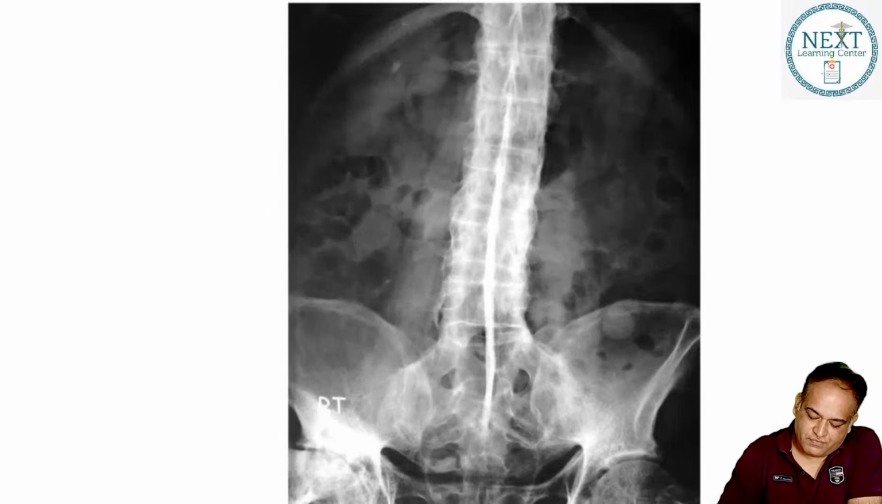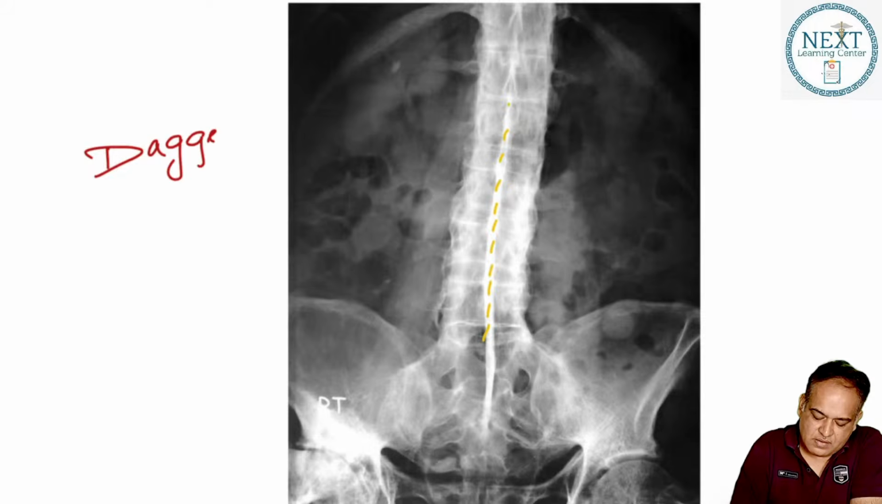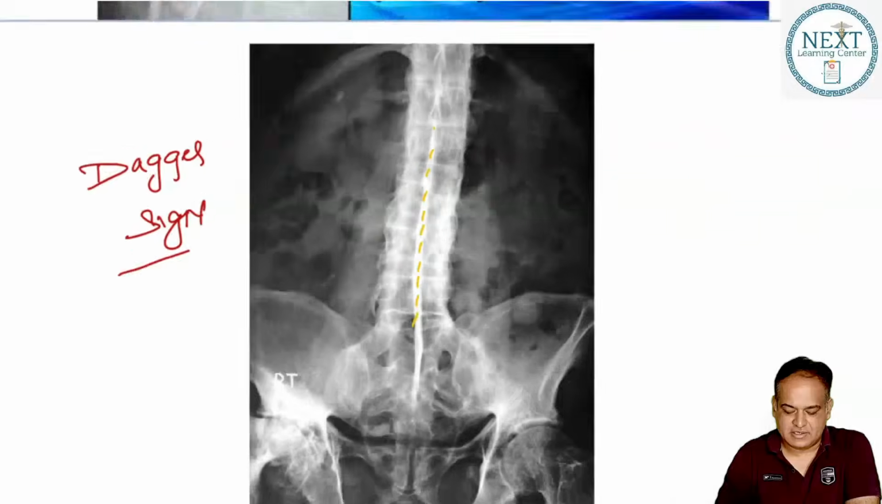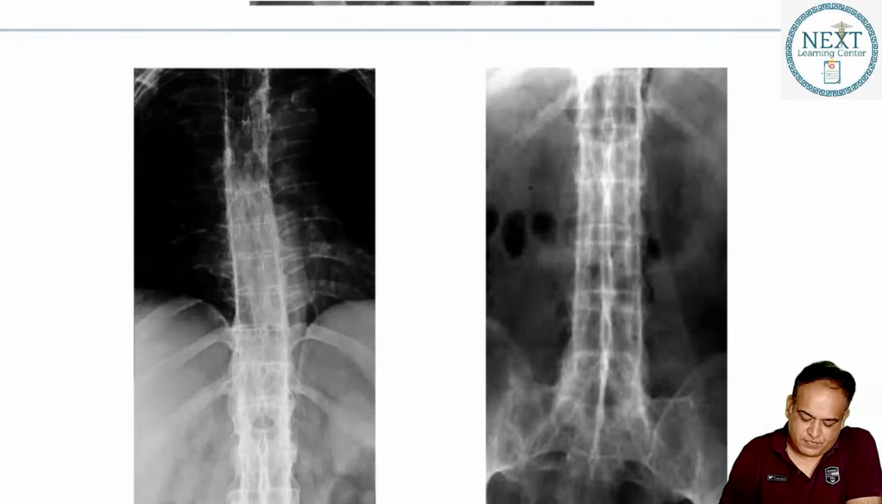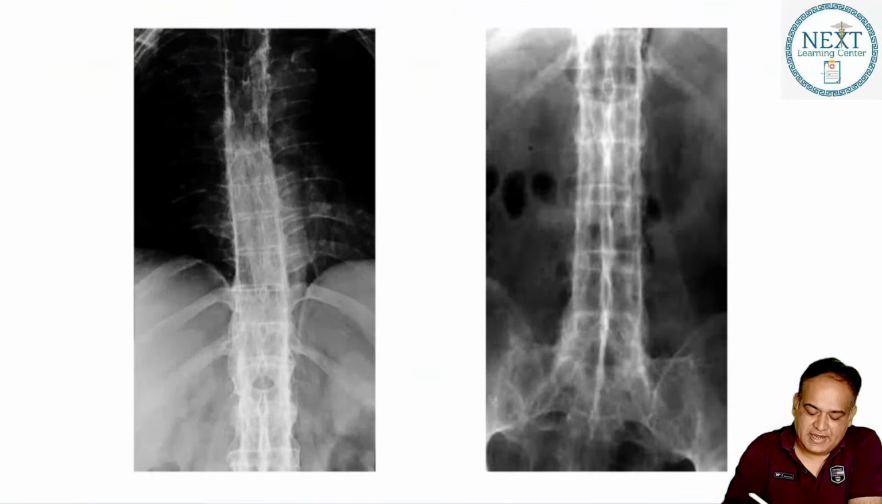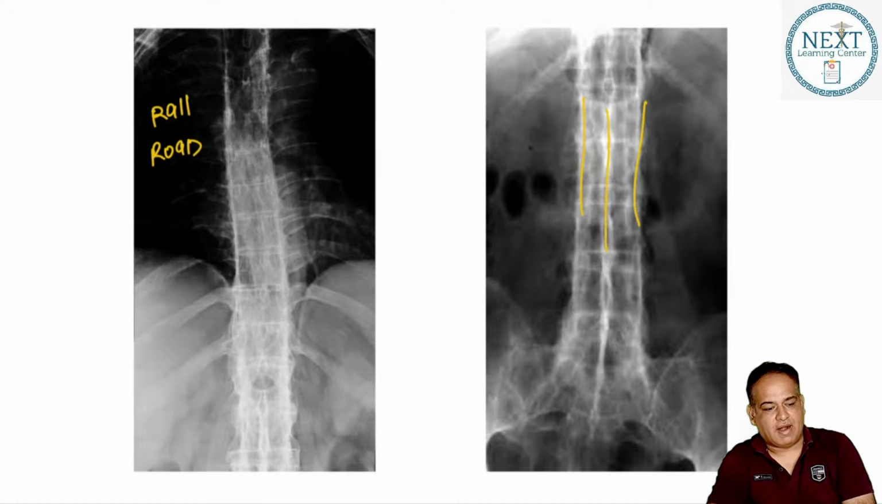Now, if you see a white line in the middle, what does that make? That makes it dagger sign. Right. If you see white line on the side, that makes it railroad sign. If you see both white lines, that makes it trolley track sign.